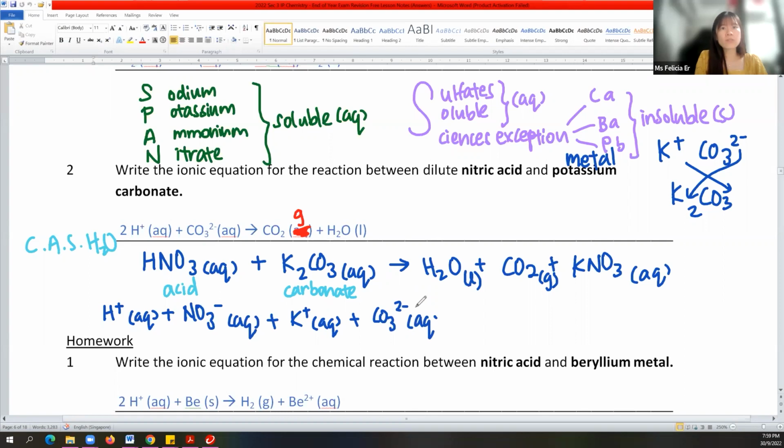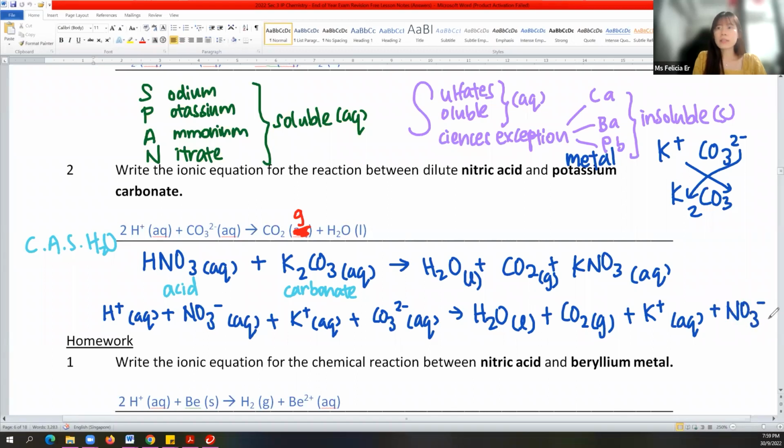As long as it's aqueous, you must always break it into ions. But liquid and gas, you cannot break into ions. Because for solid, liquid, gas, you just copy directly, exactly the same. You see, I never modify it at all. I just copy water and carbon dioxide. And over here, aqueous again, so you need to break it into ions again. So it's K plus aqueous and NO3 minus aqueous.